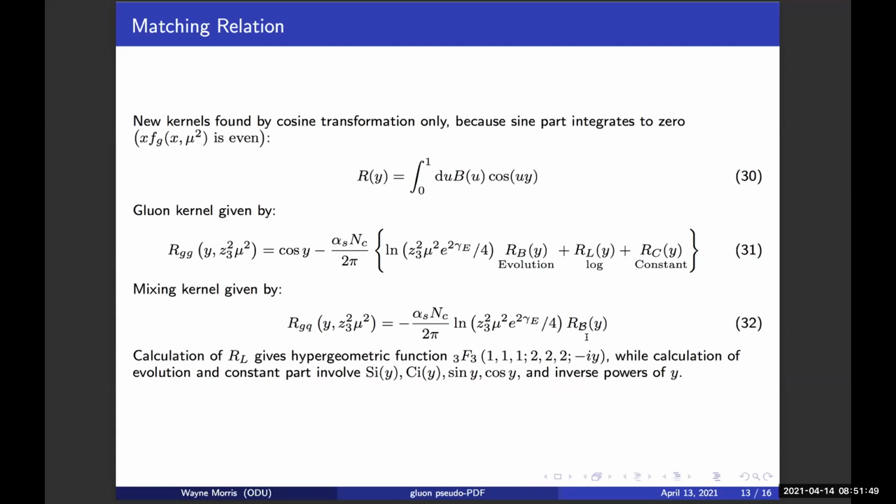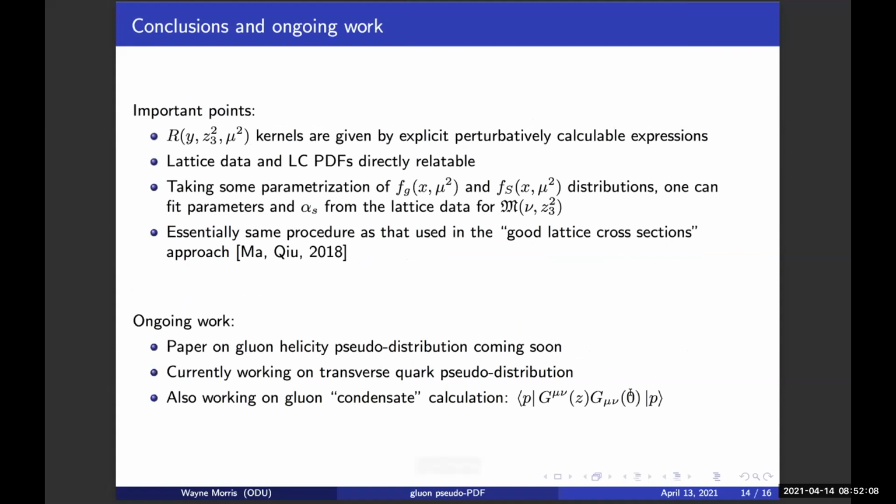You can integrate these. It's pretty straightforward. The RL gives this hypergeometric function. The other terms give just some combination of sine integrals, cosine integrals, sines, cosines, and inverse powers of y. The key point, though, is that those R kernels are given by explicit perturbatively calculable expressions, and so we can directly relate the lattice data to these light cone PDFs.